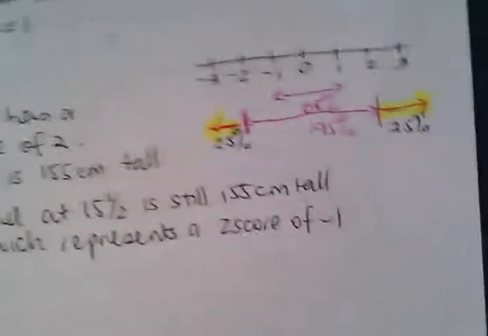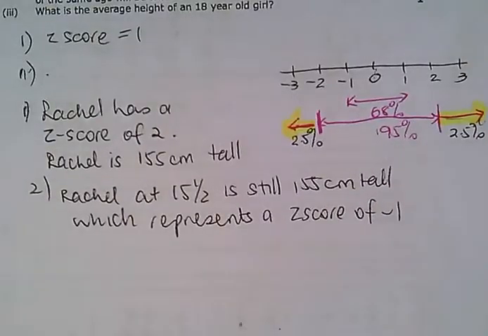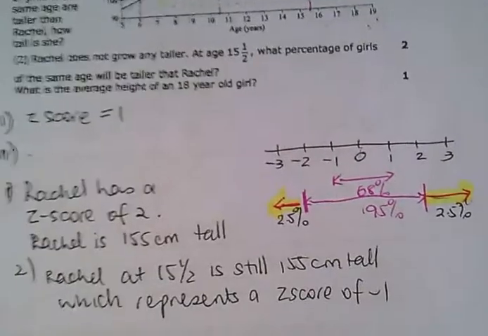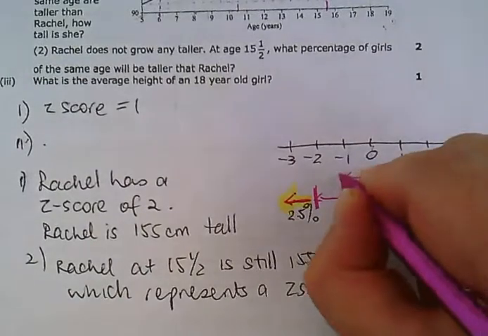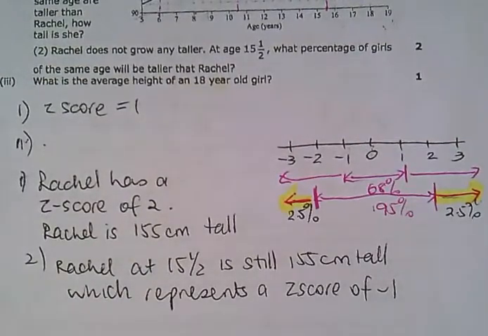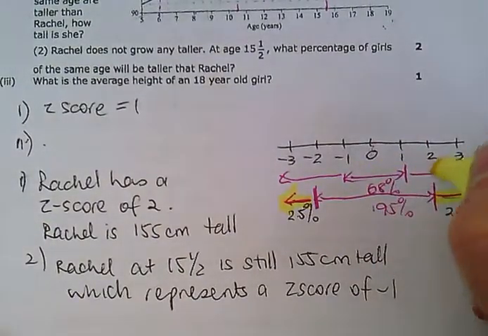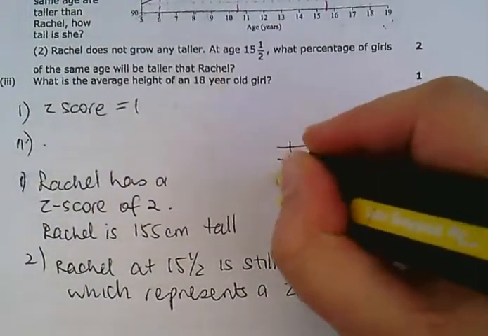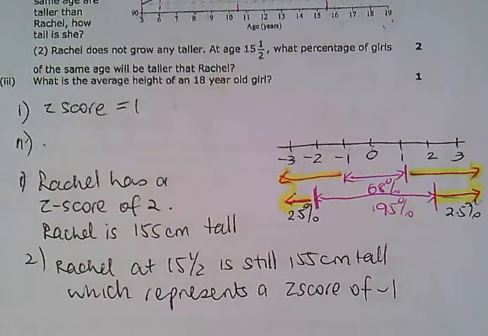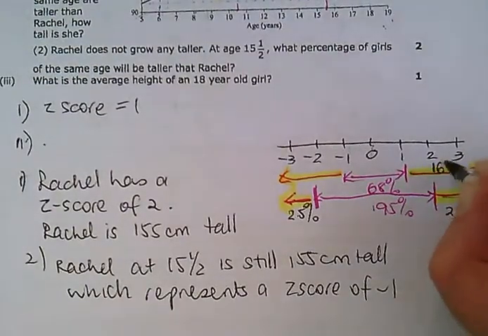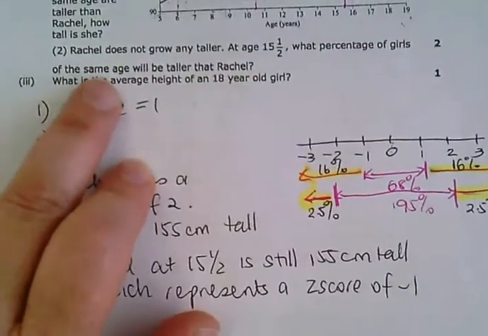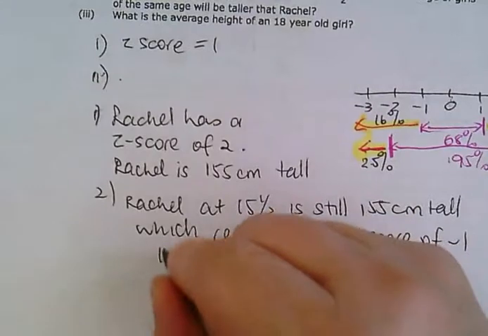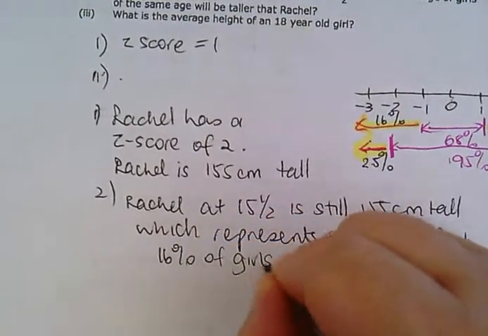Now, looking at our graph, it says what percentage of girls are taller than her now. Now we've got the 68% here. If I've got 68% from there to there, what percentage lies on either side? If I've got 68% of girls between -1 and 1, what's 100 take away 68? 32, and I have to spread it evenly between the left hand and the right hand side. That's 16% on each side. So the answer to that question, what percentage of girls of the same age will be taller than Rachel? So 16% of the girls will be taller than Rachel.